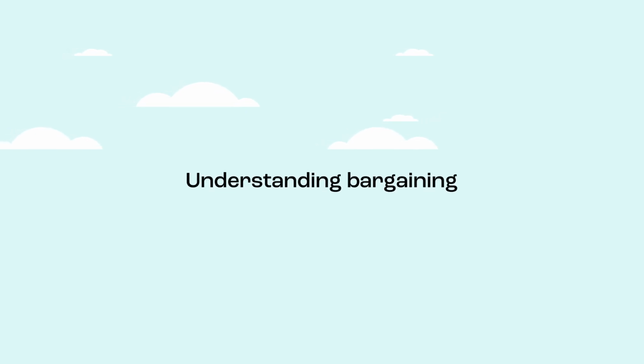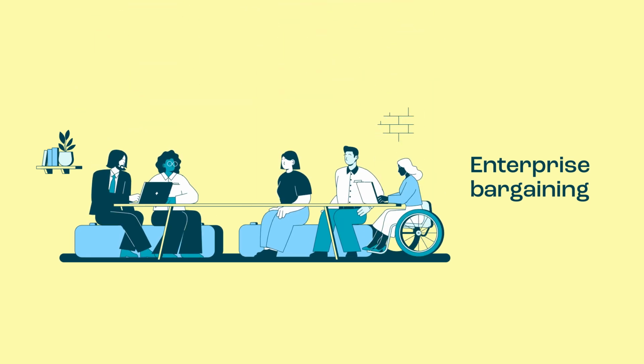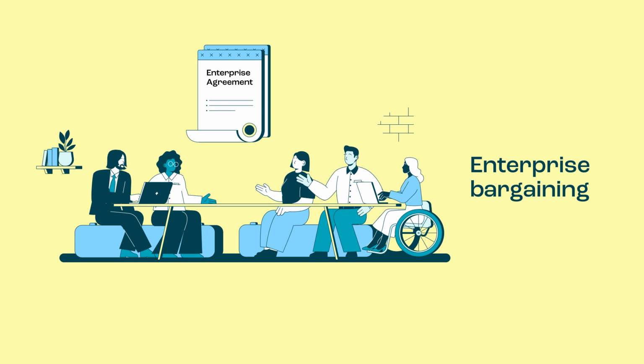Understanding bargaining. Enterprise bargaining is a formal process that involves employers, employees, and their representatives working together to make an enterprise agreement.